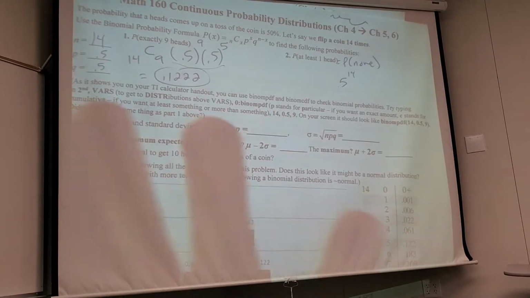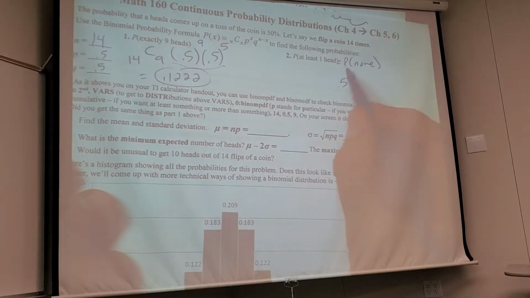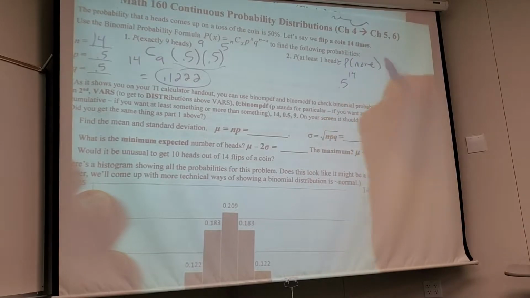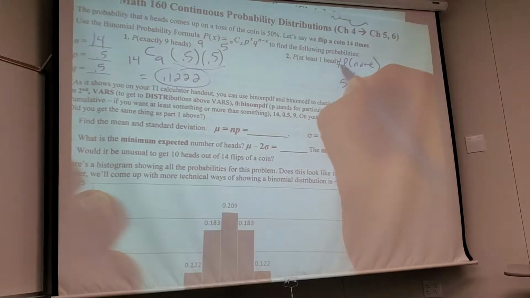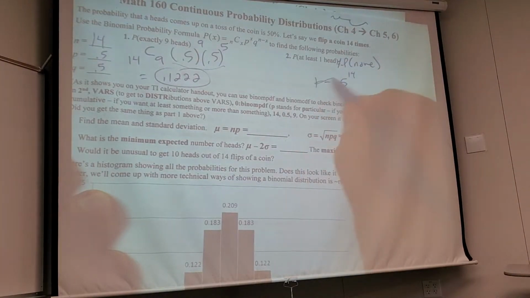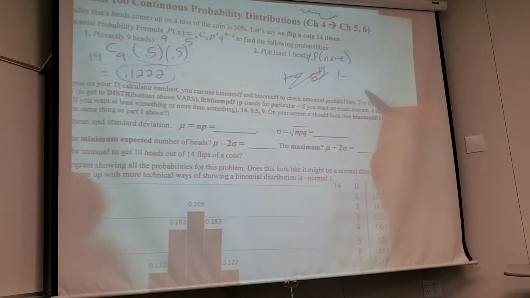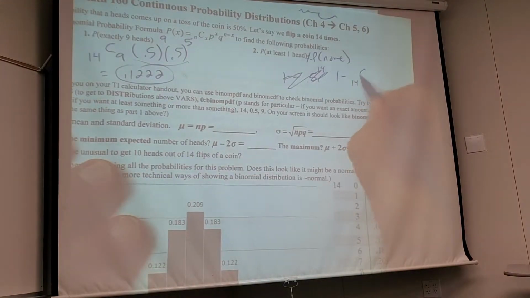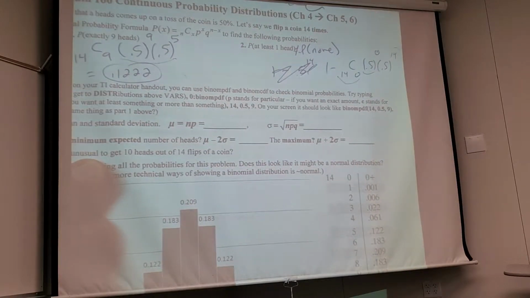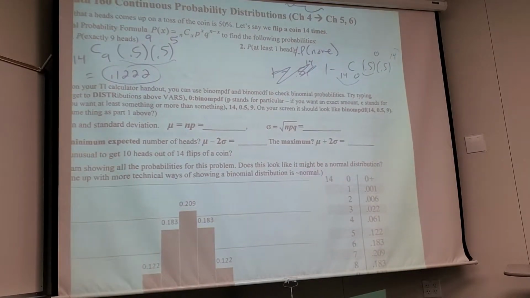Now again, if you set up the whole thing for no heads, it would be 1 minus 14, choose none, 0.5 to the 0, 0.5 to the 14th, and like we discussed yesterday, this is 1, so it is just this piece. But it doesn't matter if you don't realize that. You can set up the whole formula. It's going to come out right.